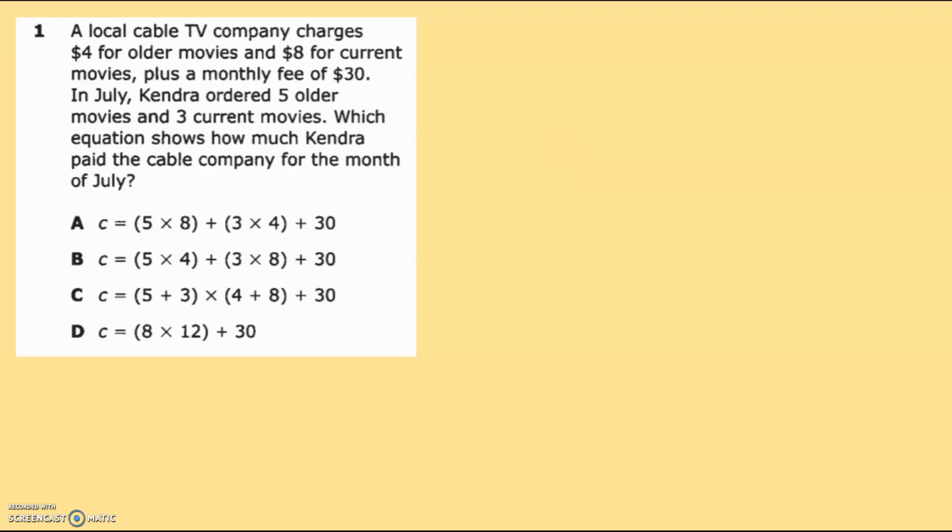A local cable TV company charges $4 for older movies and $8 for current movies, plus a monthly fee of $30. In July, Kendra ordered 5 older movies and 3 current movies. Which equation shows how much Kendra paid the cable company for the month of July?